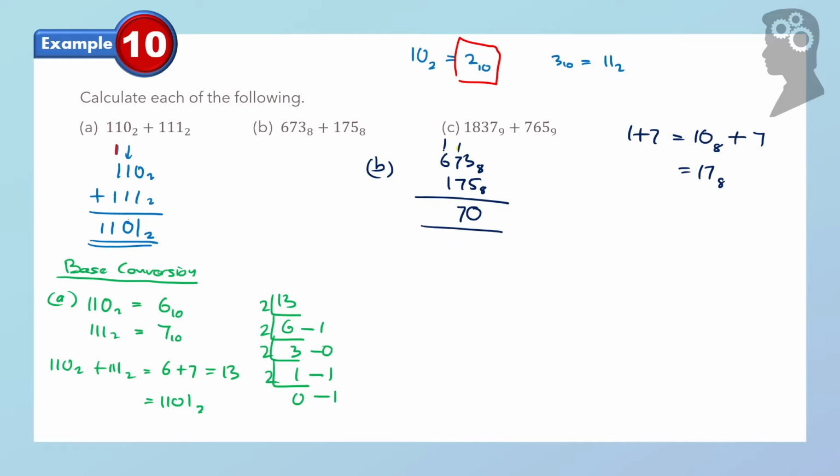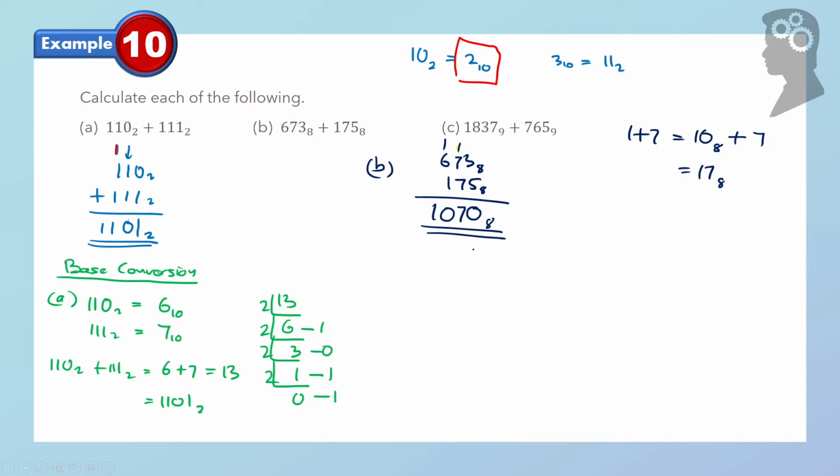Alright. Then 1 plus 6 is 7. 7 plus 1 is again 8. But 8 is not allowed, so it must be 10 base 8. So this is the final answer.